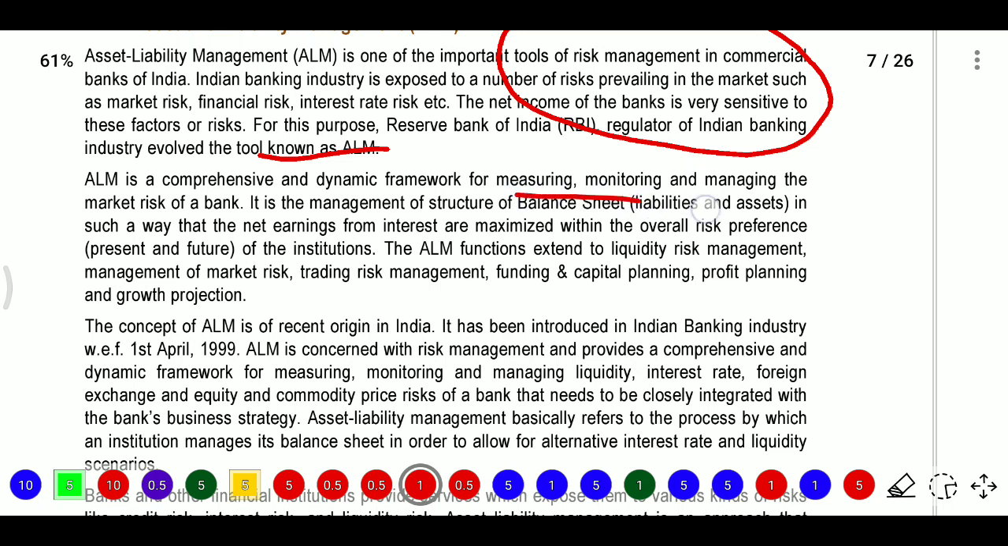ALM is a comprehensive and dynamic framework for measuring, monitoring and managing the market risk of a bank. It is the management of the structure of the balance sheet, liabilities and assets, in such a way that the net earnings from interest are maximized within the overall risk preference of the institution, present and future. ALM functions extend to liquidity risk management, management of market risk or trading risk, funding and capital planning, profit planning and growth projections.